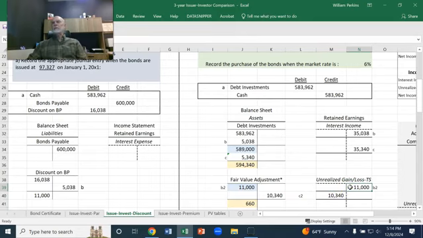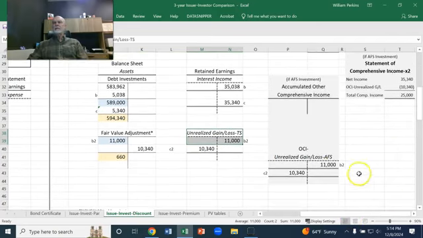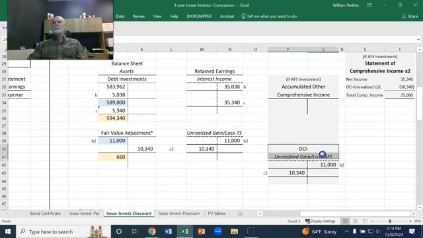to reflect that increase. If it's a trading security, the unrealized gain is a temporary account that closes into retained earnings, meaning that it goes into net income. If it's an available for sale, then that unrealized gain is not on the income statement, but it's considered other comprehensive income, and it would go onto the statement of comprehensive income.